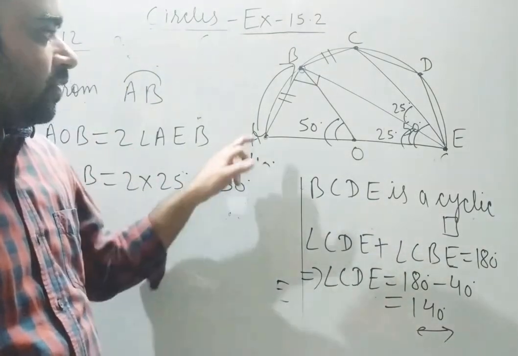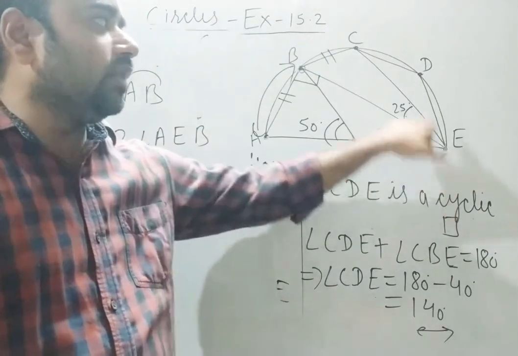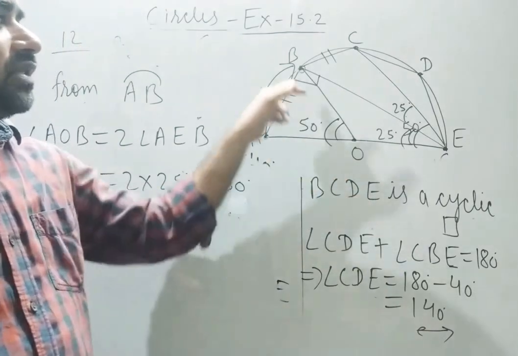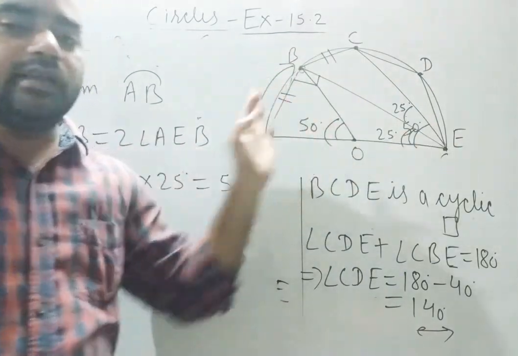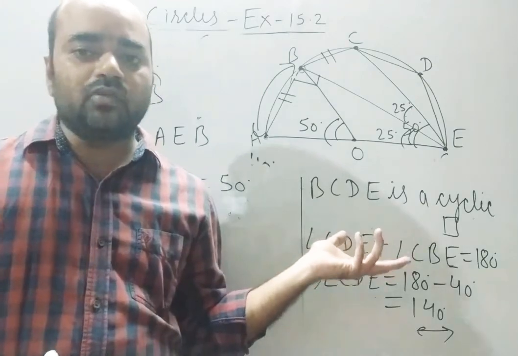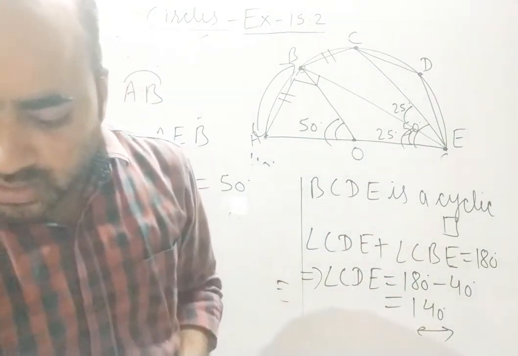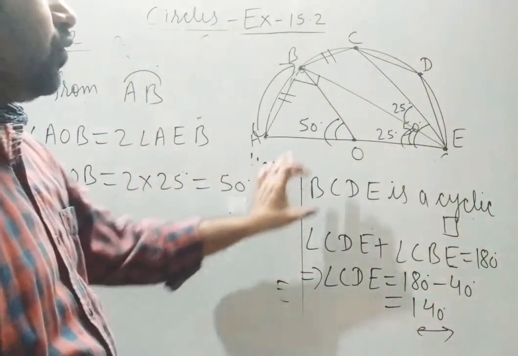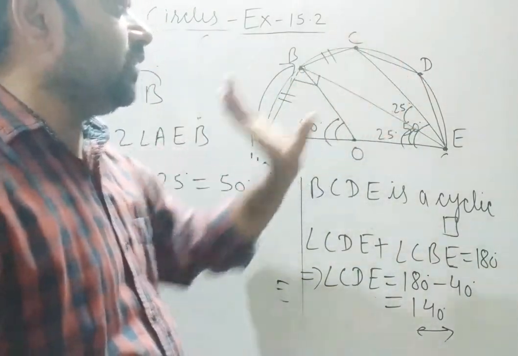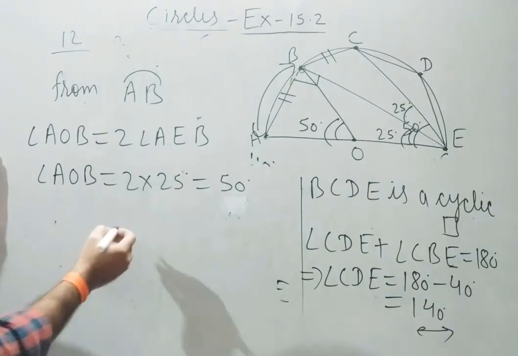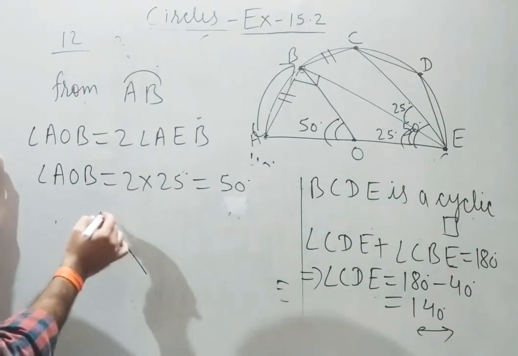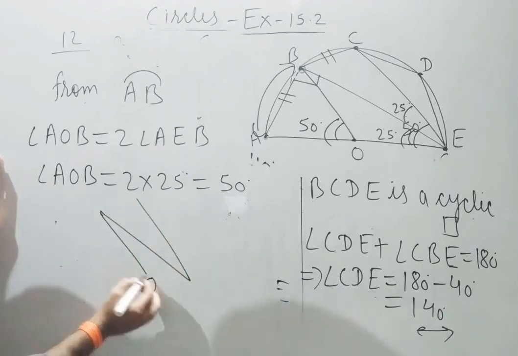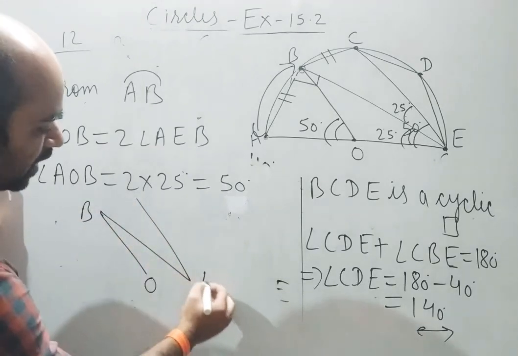So we have used two cyclic quadrilaterals in this diagram. One is ABCE, all the 4 points lie on the circumference. Another cyclic quadrilateral we have used is BCDE. Again 4 points joined to form a quadrilateral. Correct? Next we have to prove that OB is parallel to EC. How will you prove that OB is parallel to EC? See, OB, then this, and then this.